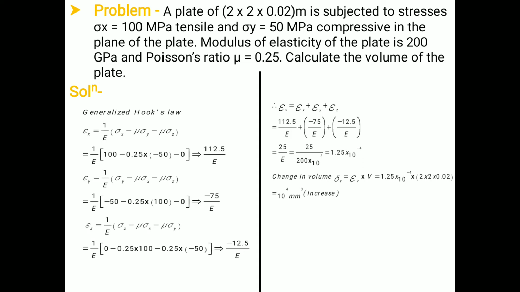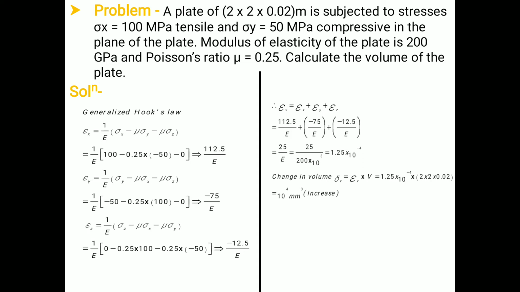Calculate the volume of the plate. Now from the given numerical we have to find out the value of change in volume of the plate under the action of stresses along x direction and stresses along y direction. Now we have a plate of size 2 meter by 2 meter by 0.02 meter, means the length of the plate is 2 meter, the width of the plate is also 2 meter and its thickness is 0.02 meter.